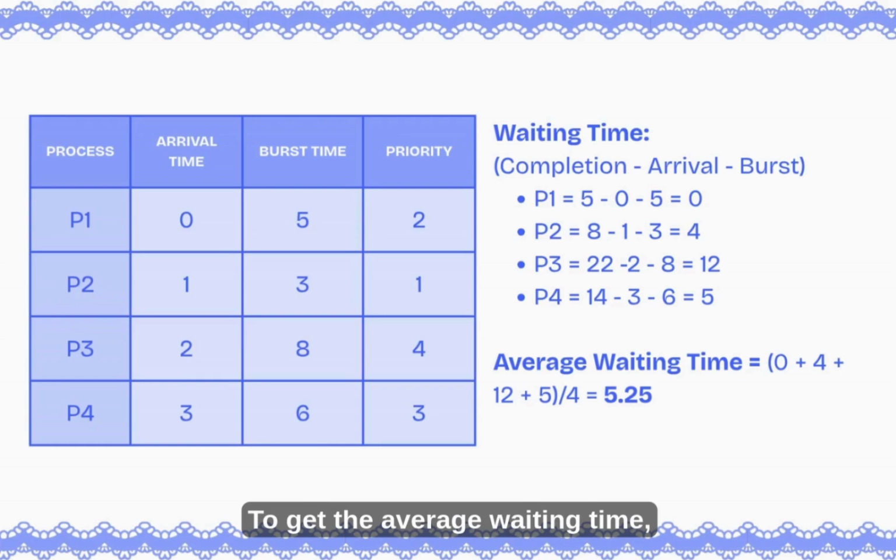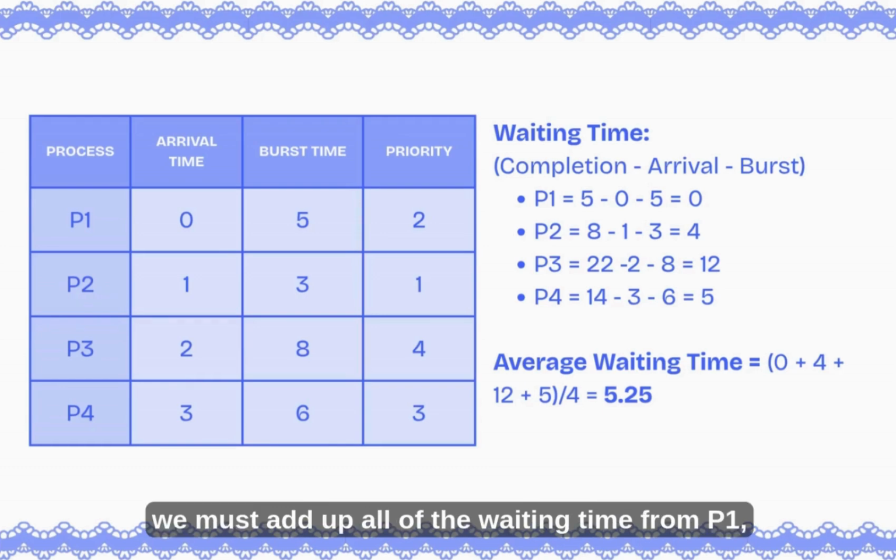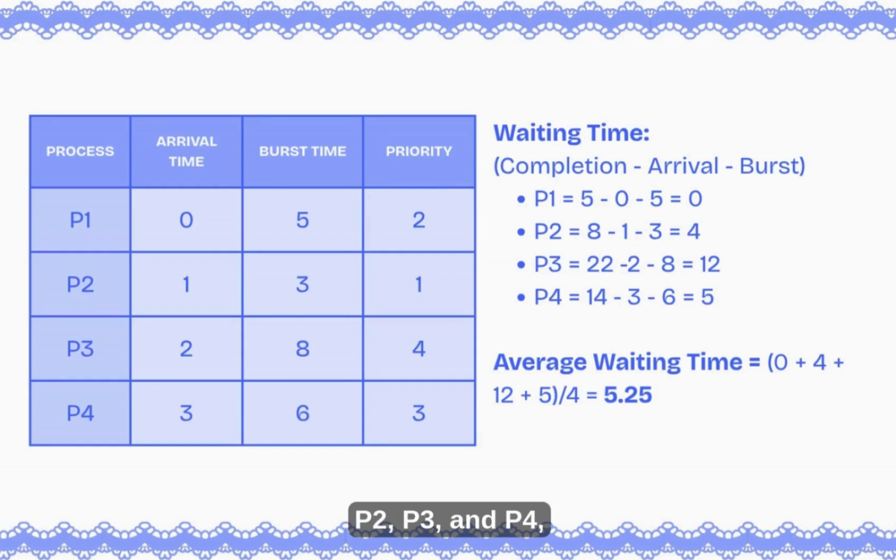To get the average waiting time, we must add up all of the waiting times from P1, P2, P3, and P4 and divide them by 4, where we get 5.25 as our average waiting time.